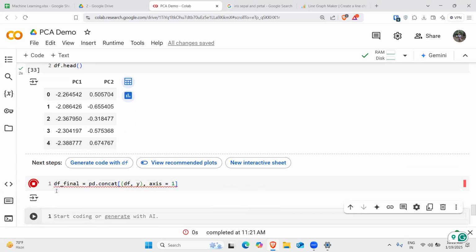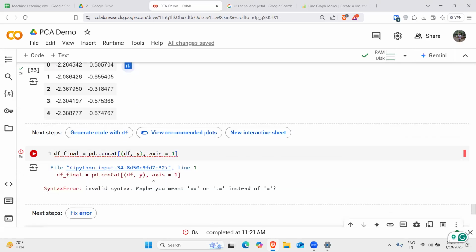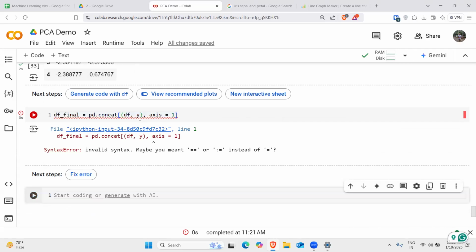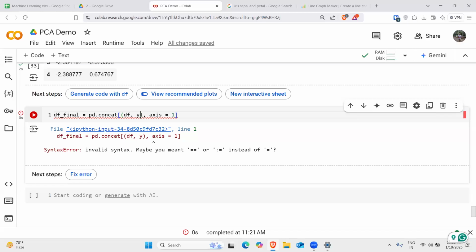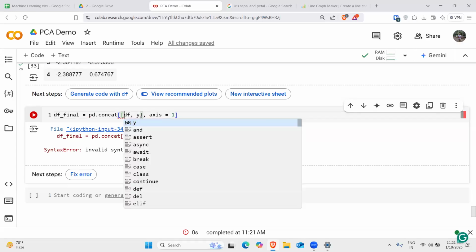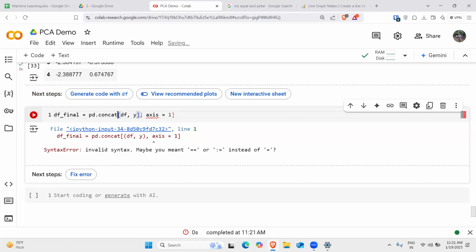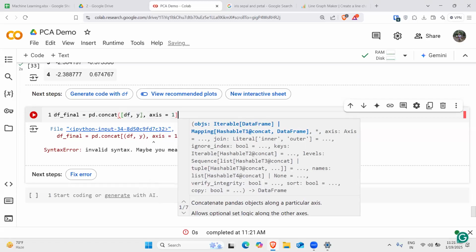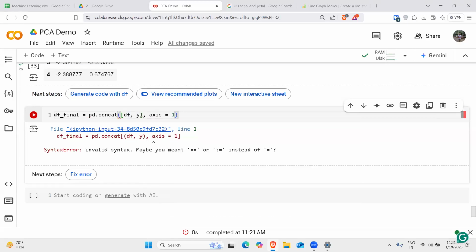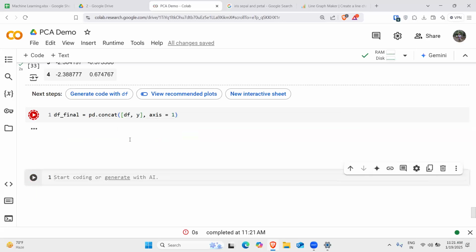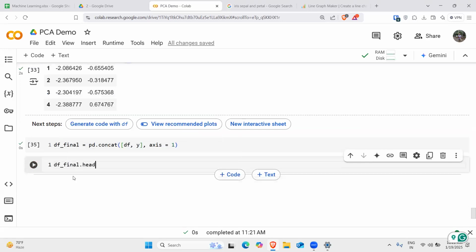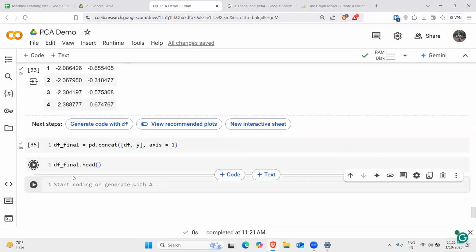And now I'm going to visualize this. This has to be in square bracket actually. Concat should be round bracket because concat is a function, so it has to be round bracket. Axis equal to 1 should be round bracket. Right. And if you just check df_final.head, you are going to get this.